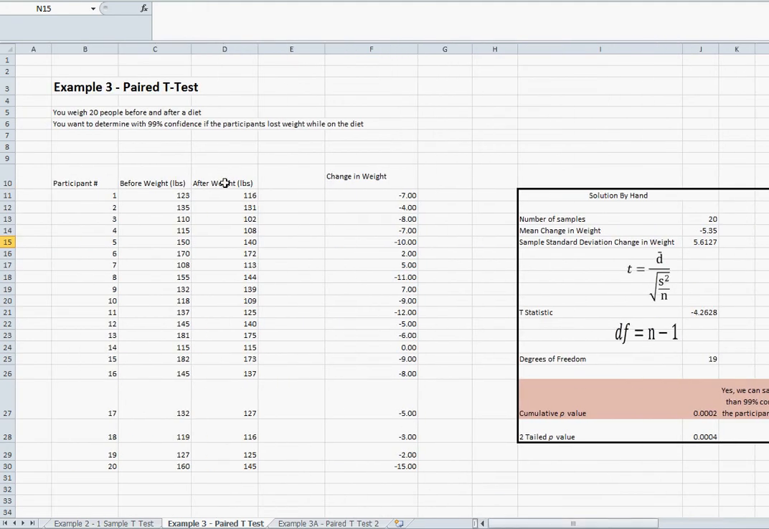So in this example, we have 20 people and we weighed them before and after a diet. And we want to determine if, with 99% confidence, the average participant lost weight on the diet.